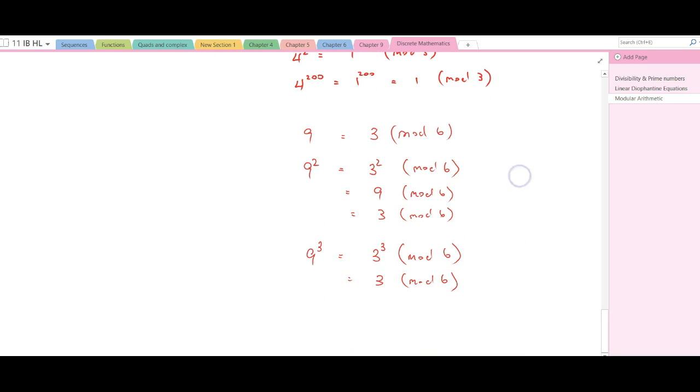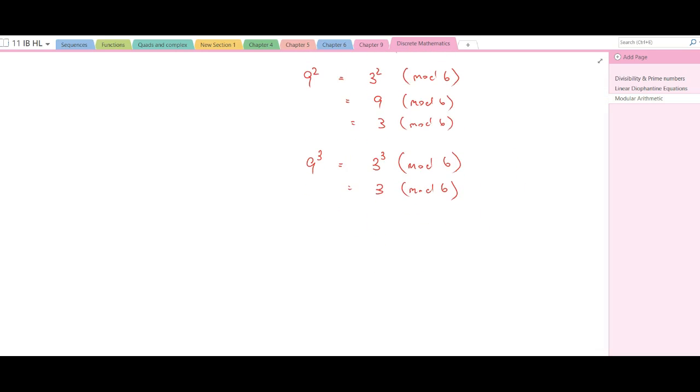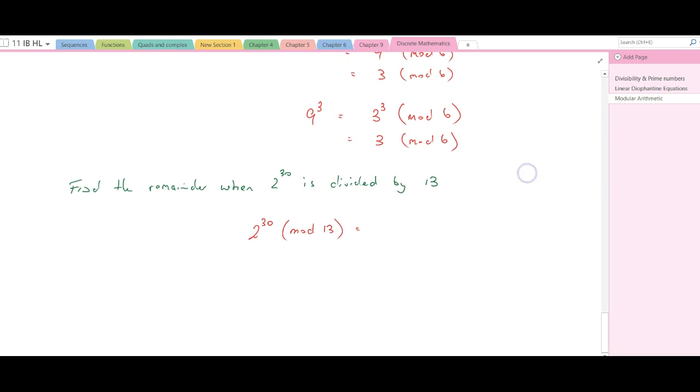Okay, looking at an example: find the remainder when 2 to the power of 30 is divided by 13. Let's use this now to find that. What we want to do here is find the remainder when you divide by 13. So 2 to the power of 30 in modulo 13 is what we want to establish.